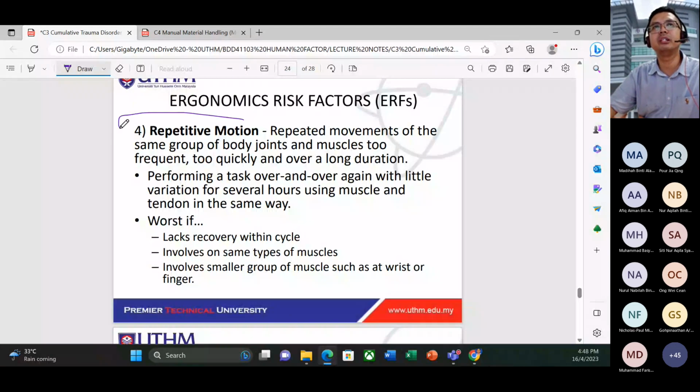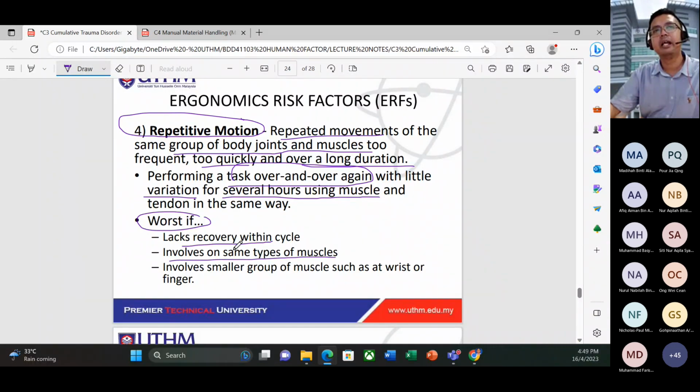Meanwhile, the repetitive motion. What is repetitive motion? It is repeated movement of the same group of body joints and muscles too frequently, too quickly, and over a long duration, such as performing a task over and over again with little variation for several hours using the same muscle, the same tendon, in the same way. It is worse if there is a lack of recovery within a cycle, worse if it involves some type of muscle force, and worse if it involves a smaller group of muscles such as the wrist and also the fingers.